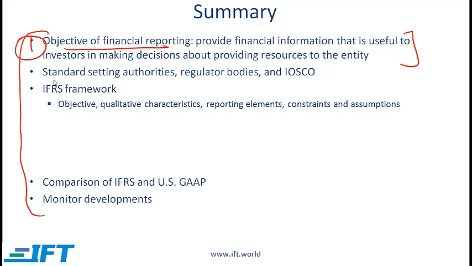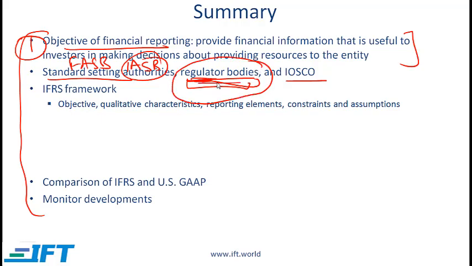You need to recognize the difference between standard setting authorities and regulatory bodies. The major standard setting authorities are FASB in the United States and IASB, which effectively is the standard setting body for most of the rest of the world. Regulatory authorities are country specific. They have the power to regulate, as the name implies, so they can enforce that companies in their jurisdiction follow whatever standard is in place for that country. IOSCO is an umbrella organization of all the major regulatory bodies in the world.